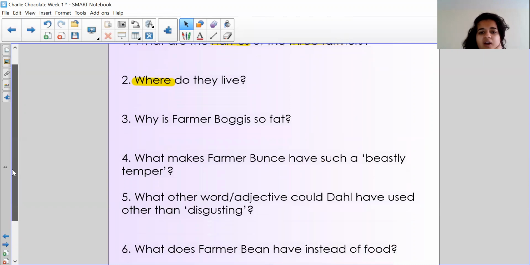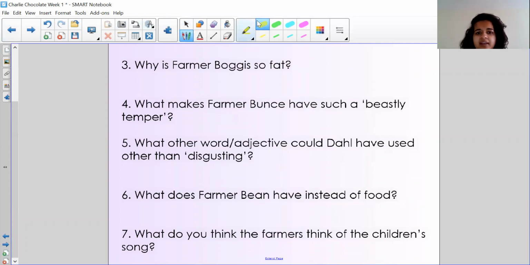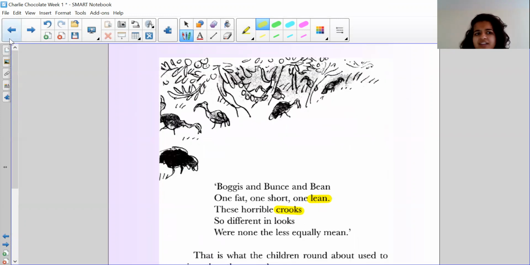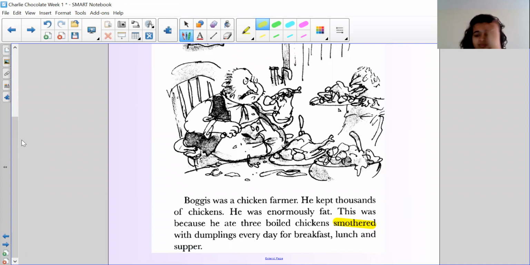Question 3, why is Farmer Boggis so fat? So why is Farmer Boggis so fat? So we're looking, as I said, to be successful, you highlight those key words. You're looking for Farmer Boggis and so fat. So that should be on the page about Boggis, which is this page here. So why was he really fat? Okay, what did he eat every day that made him fat? Okay, you can see over here he was enormously fat, but the question is why? Why was he fat? Okay, what did he eat that made him fat?